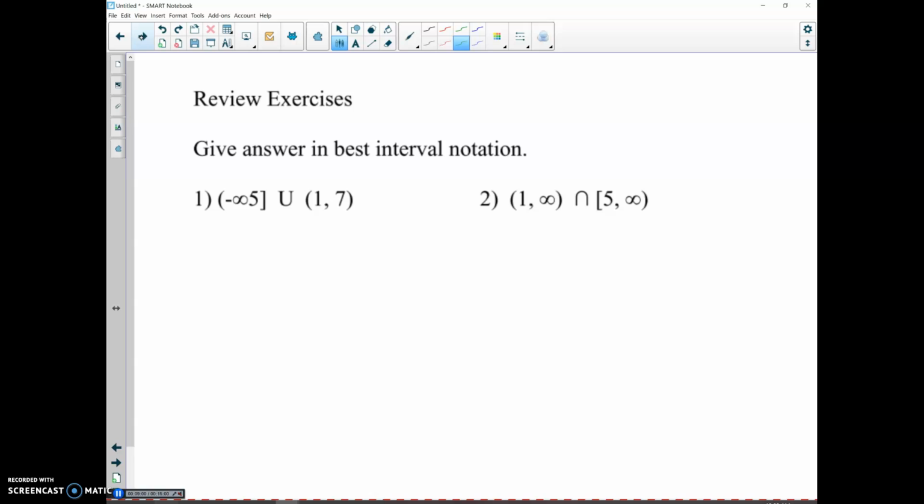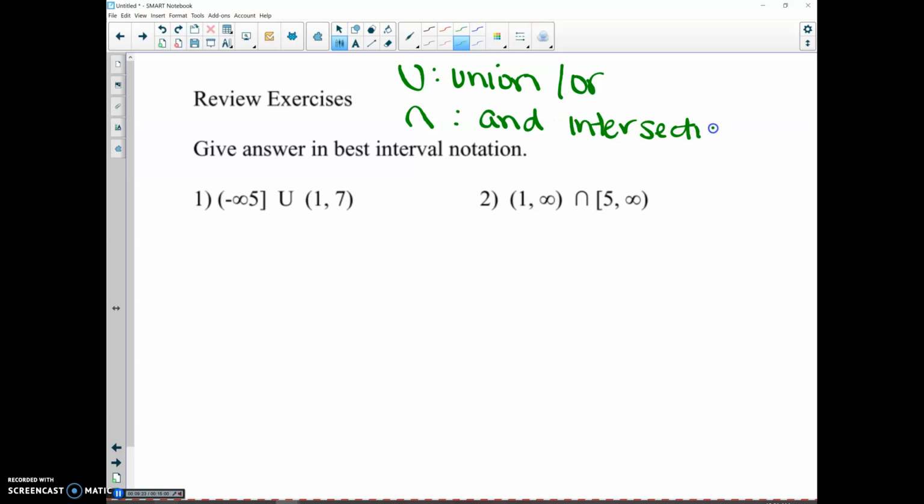All right, we are going to review some ideas from section 1.1. We are going to do 1 and 2 together. Remember, U means union, or, and this ∩ means and, so this means the intersection, and means both. Make sure you write that down.